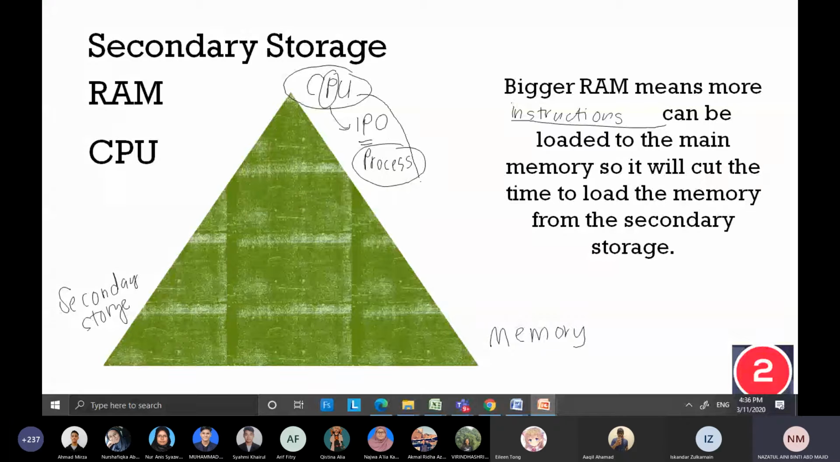So it needs to interact with the next fastest in the computer system, which is memory. So that's why if we have bigger RAM, it's better, because we can load a bigger size of instructions, more instructions, in our memory. Can you get that? Because the CPU only interacts with the main memory, which will get it from the secondary storage. Okay, so we just proceed first.